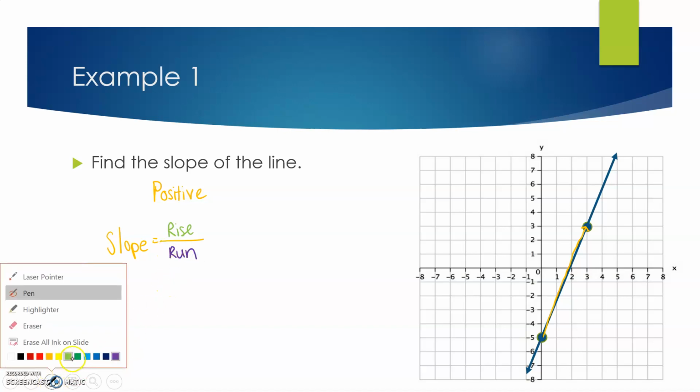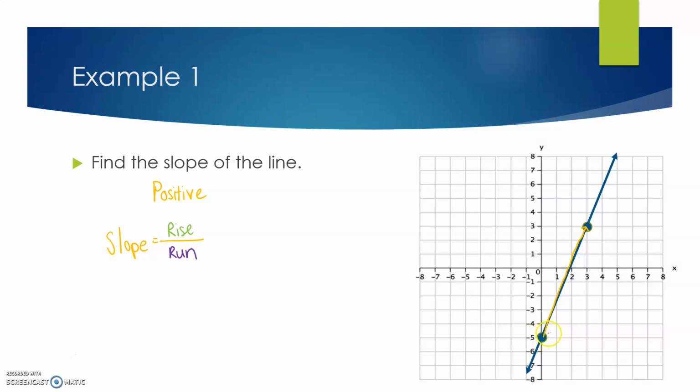So let's see, how many do we rise? And I always start with that point that's on the left because we read it left to right. So from the left point, I'm going to see how many points it takes me to get to the same height as the next point. So I'd have to go up 1, 2, 3, 4, 5, 6, 7, 8.